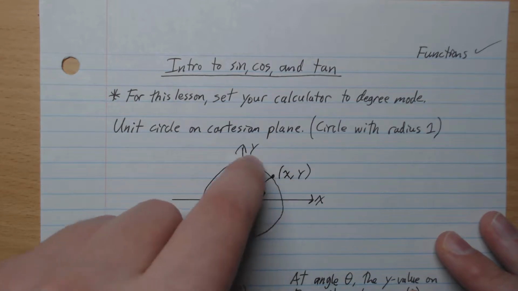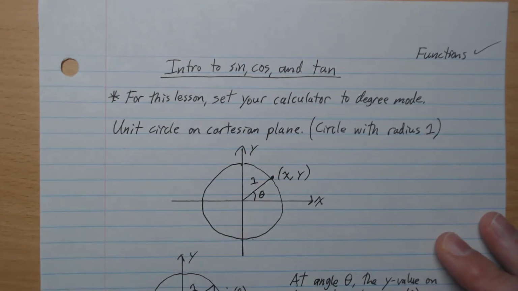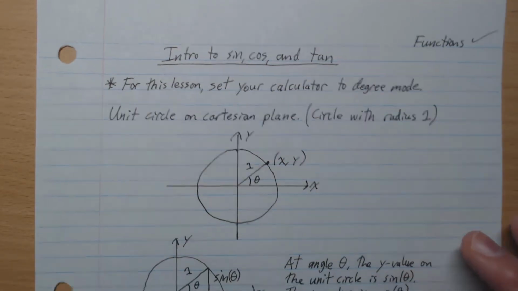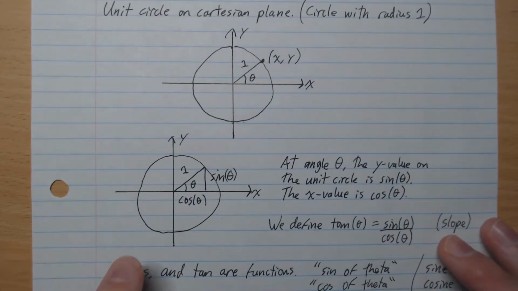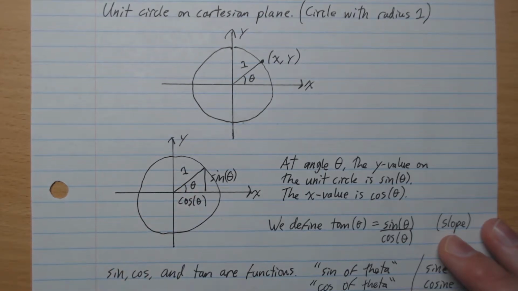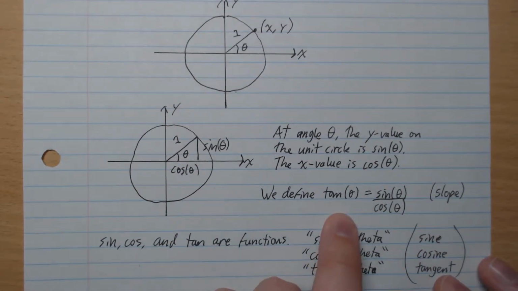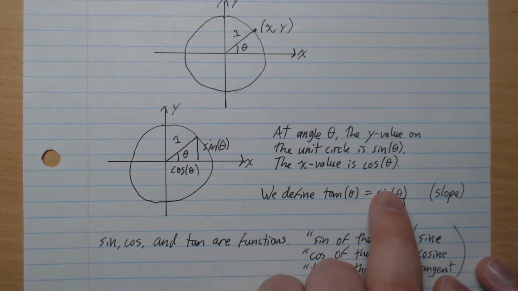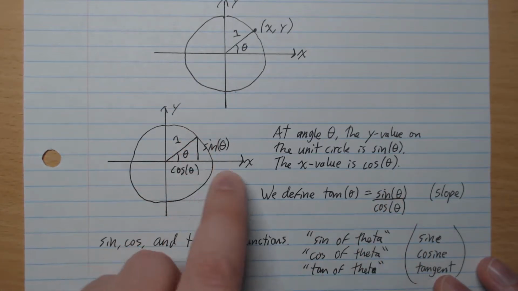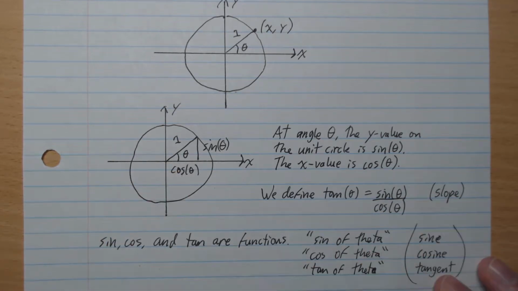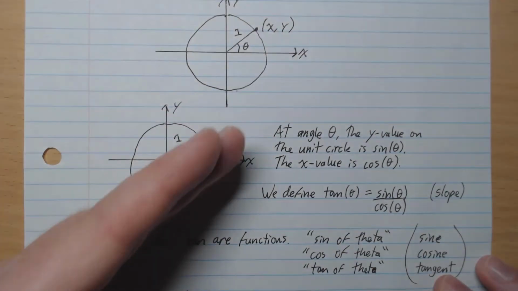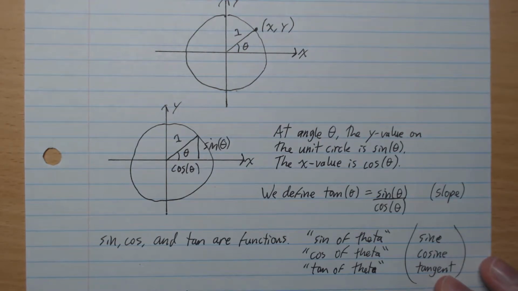And every point on the circle has an x component and a y component. So let's look at this now. At angle theta, the x value, we call it cos of theta. And the y value, we call it sine of theta. And so we define another one called tan of theta to be sine over cos, right? Y over x, and that is the slope. So tan of theta is the slope of that line.